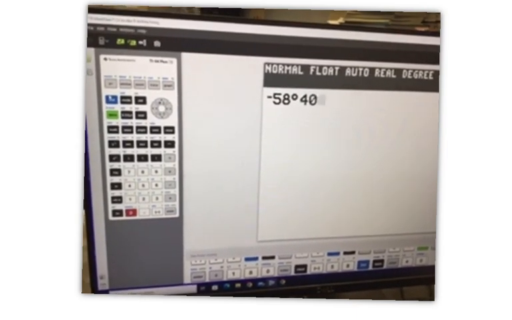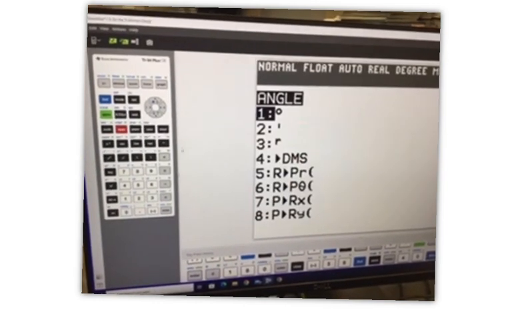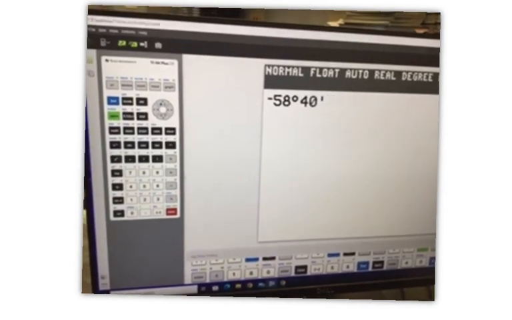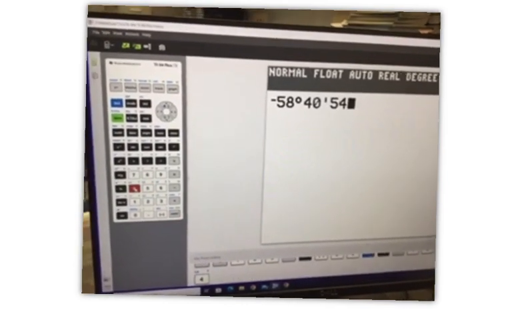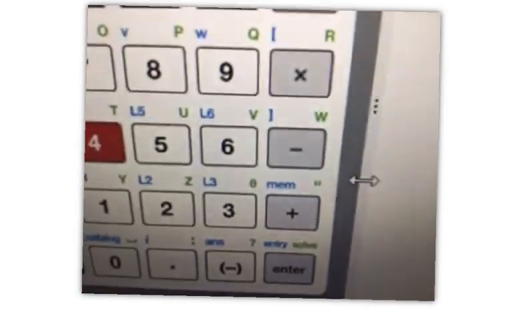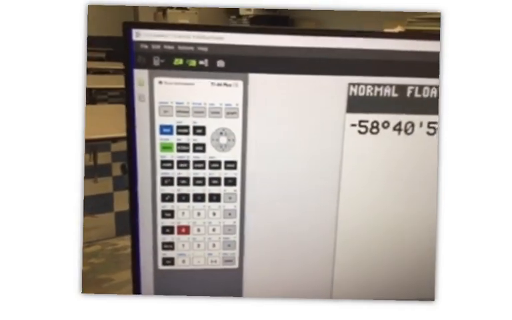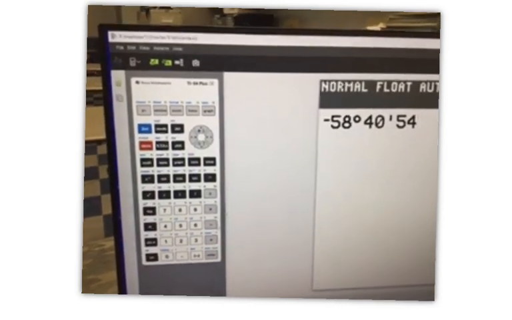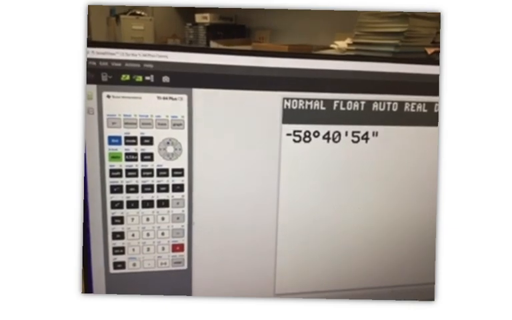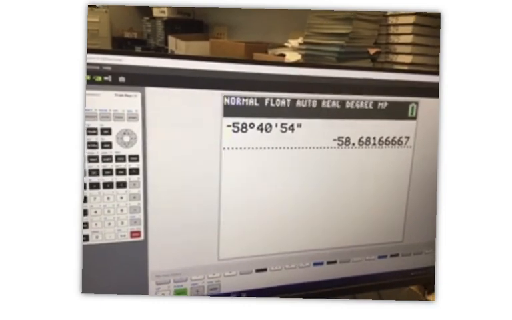Then I've got 40 minutes. So click second angle to get back to the minutes. But you might have noticed there was no second symbol there. So I put in 54, and if I want the seconds symbol, it's actually in green right here above the plus sign. So to get to that symbol, I need to click alpha plus. Now I've got negative 58 degrees, 40 minutes, 54 seconds. I click enter. That gives me the degree measure as a decimal.